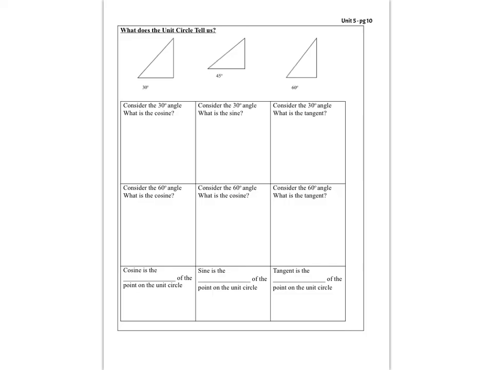So all we're going to do on this bottom part, because we really already investigated the top, is that cosine is the x-coordinate of my point on the unit circle. Sine is the y-coordinate on my unit circle, and tangent is the ratio of y over x, or sine over cosine. Notice I have to have a theta there. Don't leave off theta.